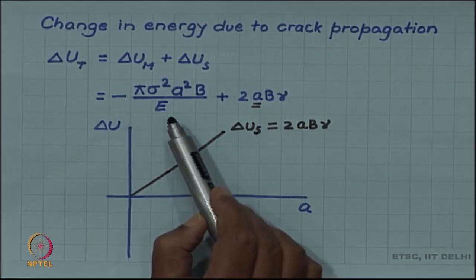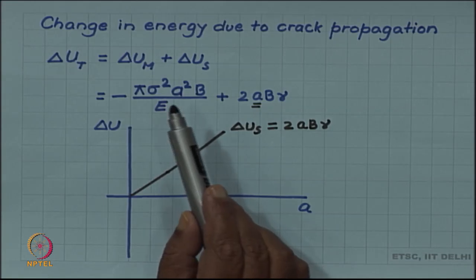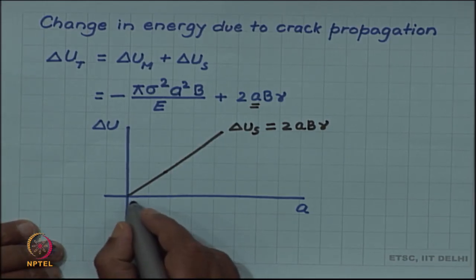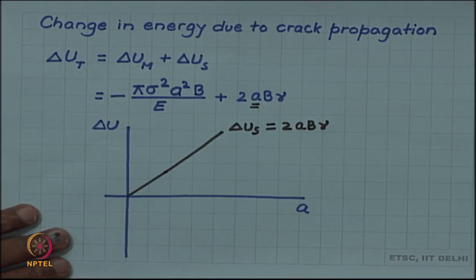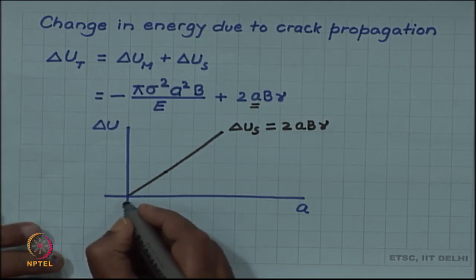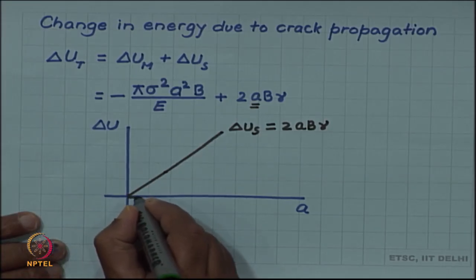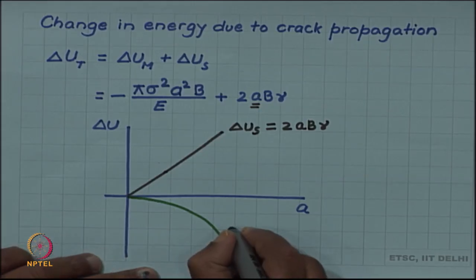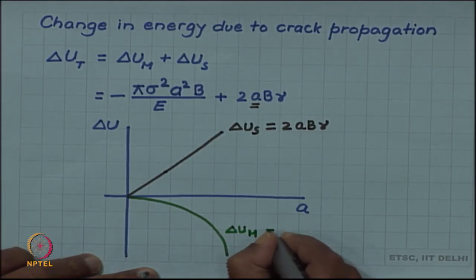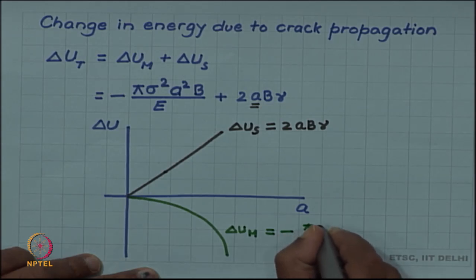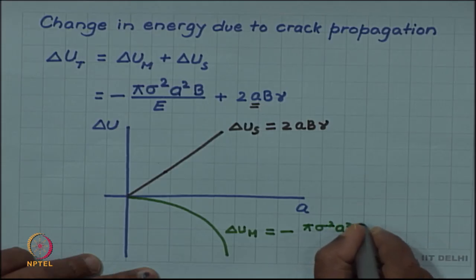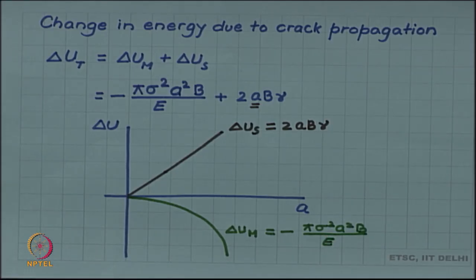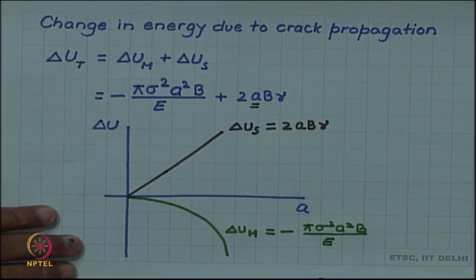The other term, delta U m, the mechanical energy, is proportional to a square. So, this will go parabolically and we can draw it something like this. So, this is delta U m, the mechanical energy, which is minus pi sigma square a square b by E. The sum total, delta U t, will be the sum of these two, and how will the graph of that look?